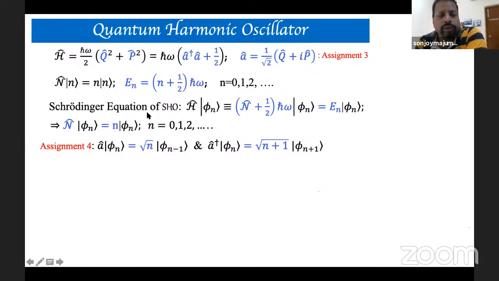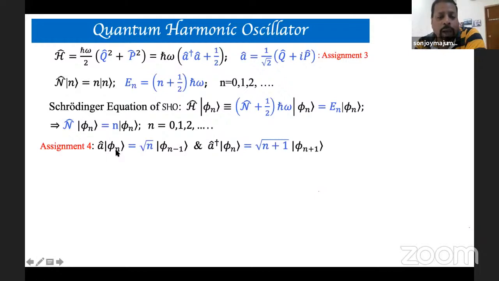Now next, which you can check yourself, is the way we have introduced A and A dagger in terms of the P and Q operators. If you operate on this number state, A will bring the energy level from one level to the next adjacent lower level, whereas A dagger will raise the energy level from the nth level to n plus 1. This you can work out yourself.